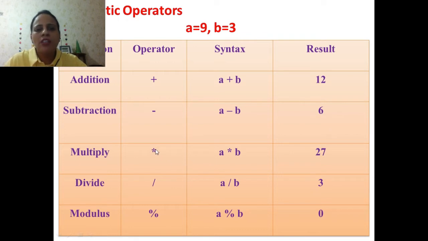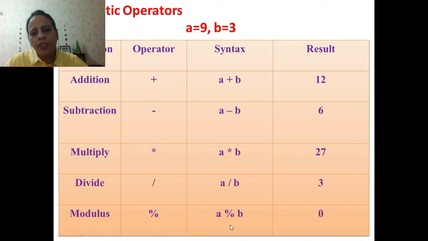Multiplication: we use the asterisk symbol for the multiplication operator in C++. It will give you the multiplication of two numbers, 9 into 3 is equal to 27. Then the divide operator. There are two operators: the first one is divide and the second one is the modulus operator. The divide operator will give you the quotient. When you use the divide operator on integer numbers, it gives you only the quotient. Like 9 divided by 3 gives you the whole number 3, it does not give you the remainder. For example, if I take 8 divided by 3, then this division operator will give you only 2.